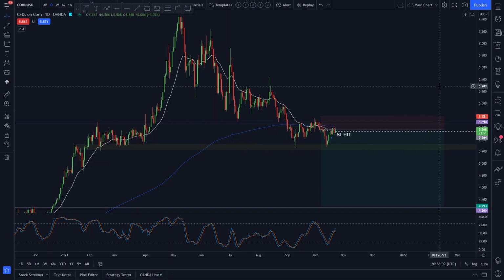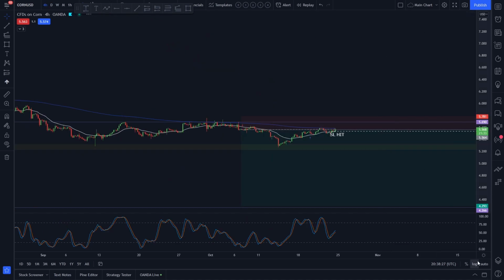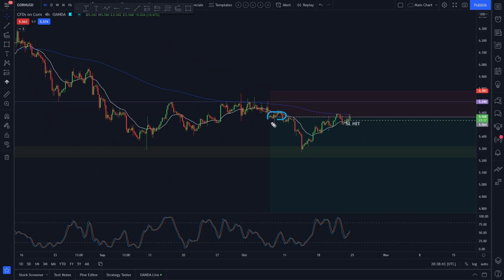Alright guys, unfortunately we are all out of CORNUSD. So what did price do? Price did take us out at break even. If we scroll down to the 4-hour time frame, here is where we entered the position. Price came all the way down to this point here where it rejected off this level of support. It didn't have enough strength to break straight through, and what it then did was retrace back up to our entry, and now it's kind of just going sideways.